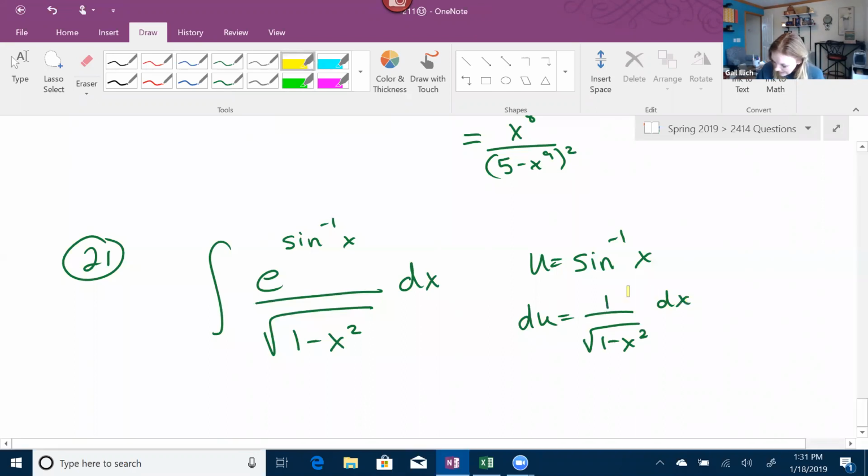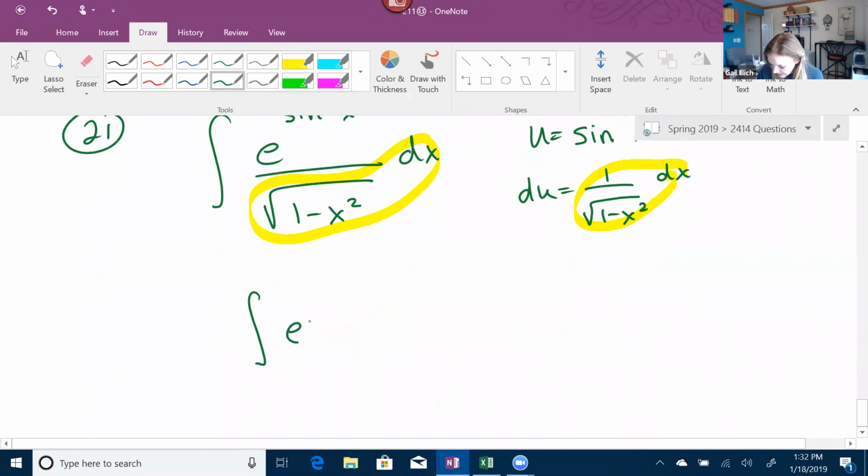So look at that. This is exactly that, right? So that means that by making that substitution, you're immediately able to write this as the integral of e to the u du, right? Which means this is, we know the integral of e to the u, it's just e to the u plus c. But what was u? u was the inverse sine of x.